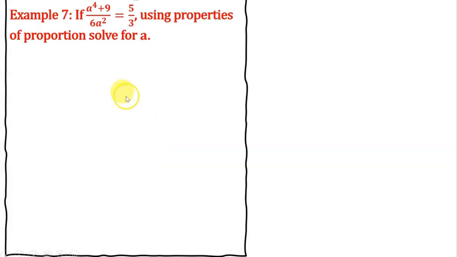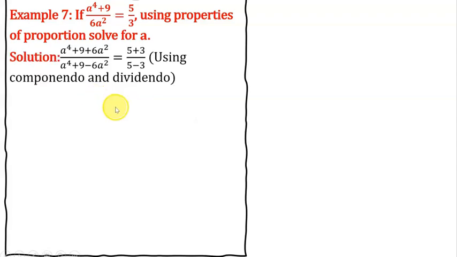Now the next problem: if (a raised to 4 plus 9) upon 6a square is equal to 5 by 3, using properties of proportion, solve for a. Now here we will apply componendo and dividendo. Therefore, (a raised to 4 plus 9 plus 6a square) upon (a raised to 4 plus 9 minus 6a square) equals (5 plus 3) upon (5 minus 3).